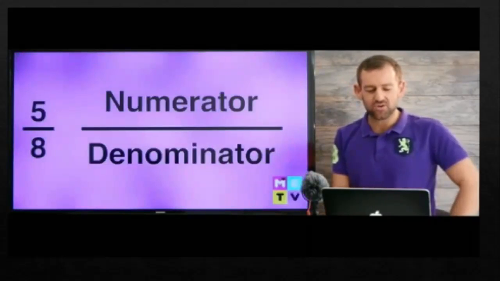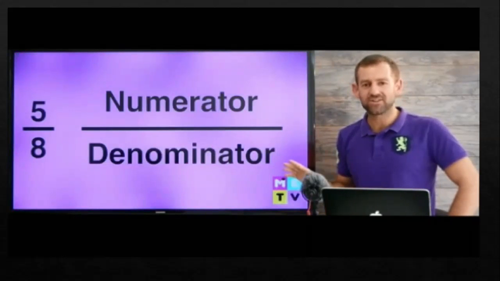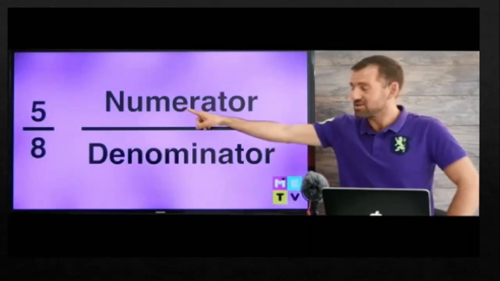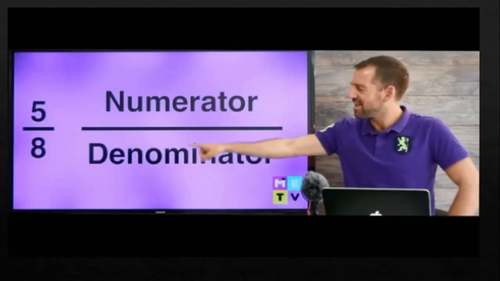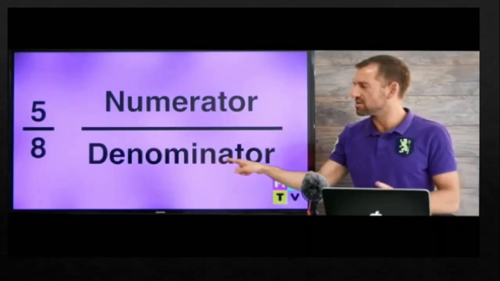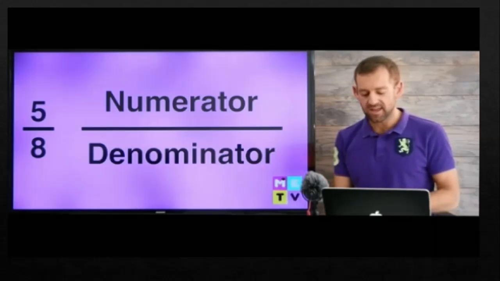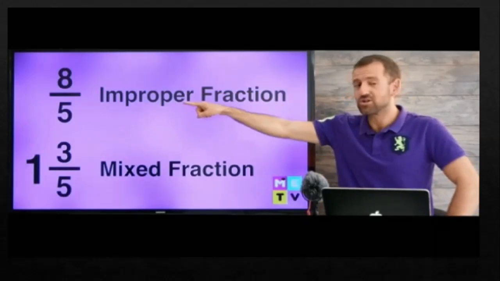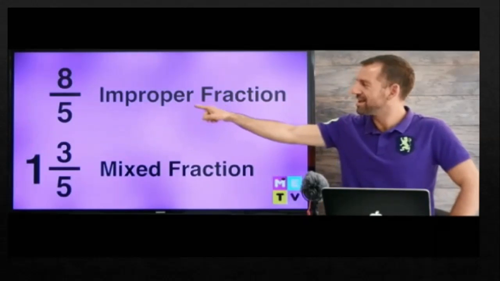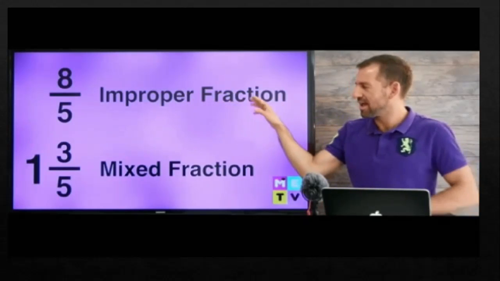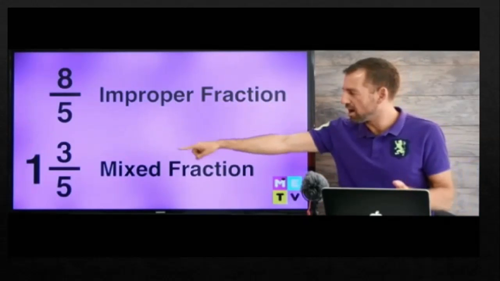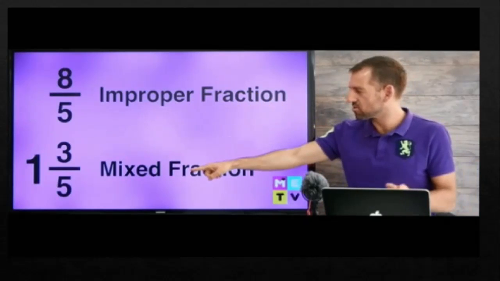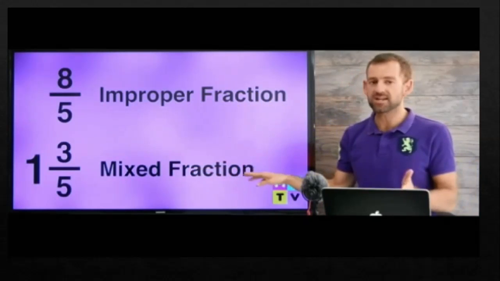Okay, so let's do a little bit of math. The top number is called the numerator, and the bottom number is called the denominator. Now, when the numerator is bigger than the denominator, it's called an improper fraction, and it can be reduced to 1 3/5, right? And that's called a mixed fraction.